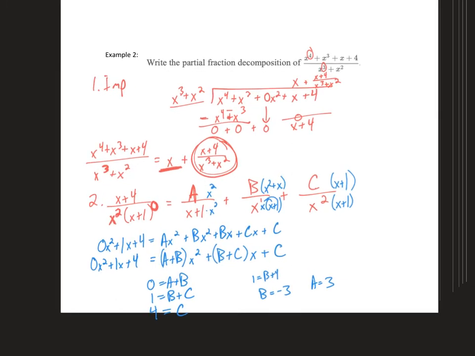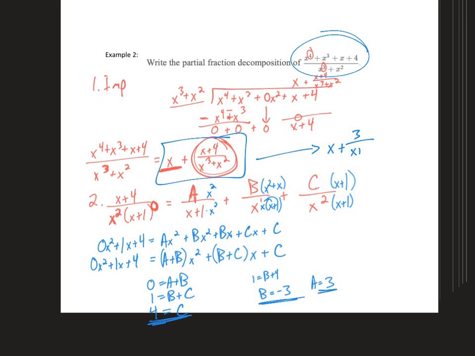So remember, I was originally trying to decompose this guy. I divided, so I got x. I went here. So my answer is x plus, and then we just found the numerators of my fractions. So I've got a, which was 3 over x plus 1, plus b, which was a negative 3 over plain old x, plus 4 over an x squared. And that is my solution.